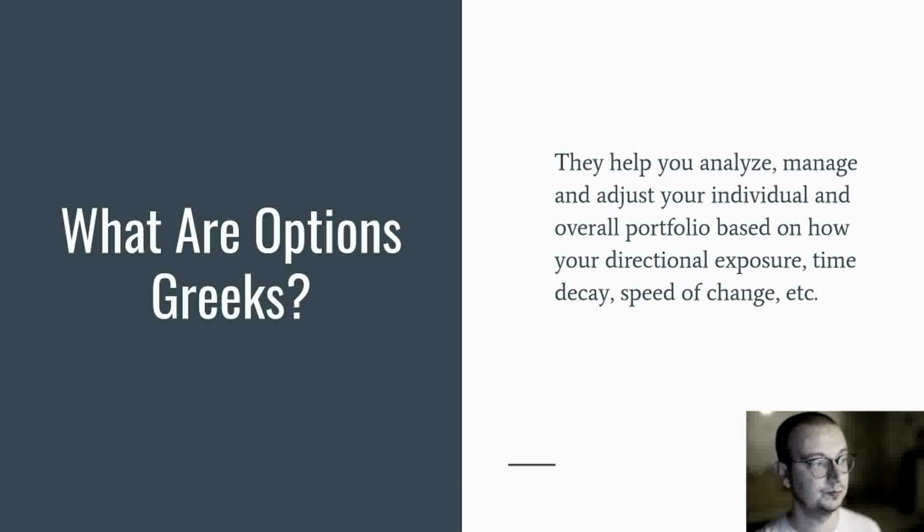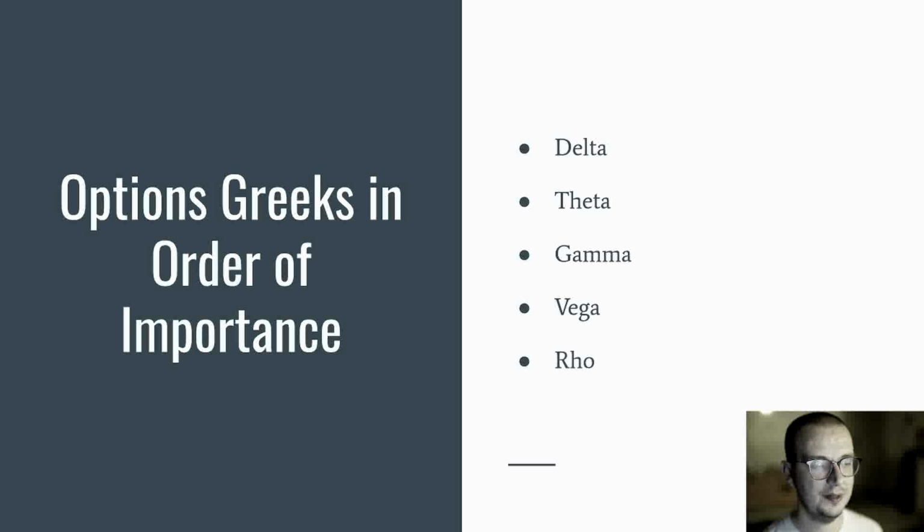Let's start. What are option Greeks? Option Greeks are numbers that come with every option contract. They would help you to analyze, manage, and adjust your individual and overall portfolio based on your directional exposure, time decay, speed of change, and other things. In next few slides, I will go through what I mean by directional exposure, time decay, and speed of change in more details.